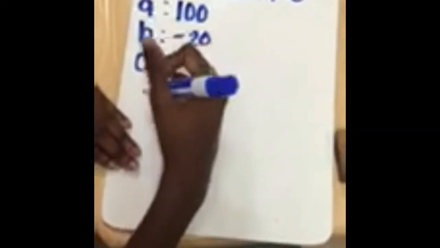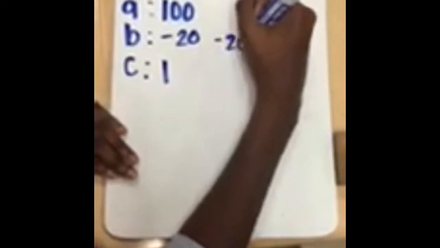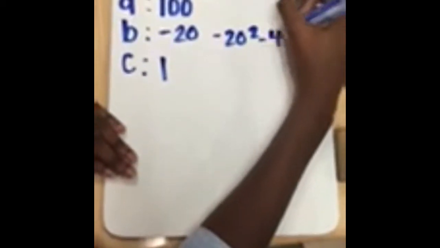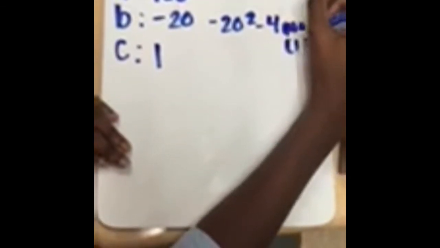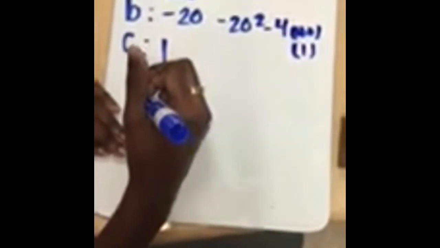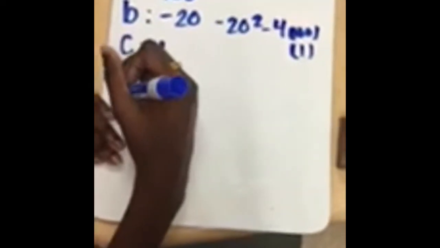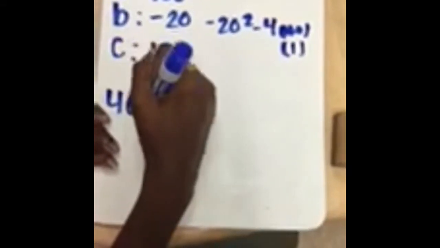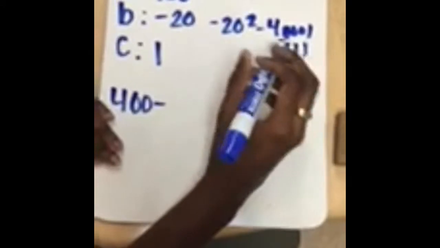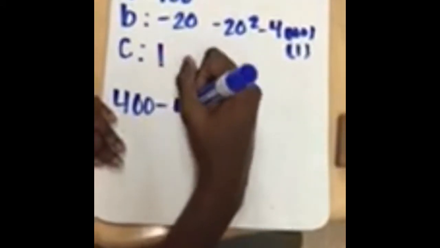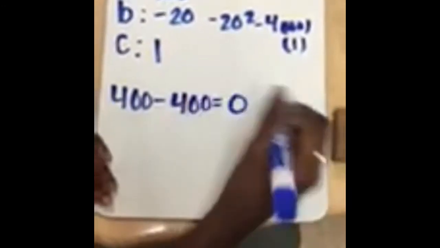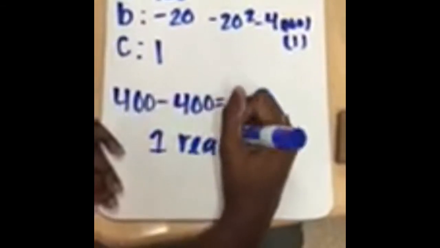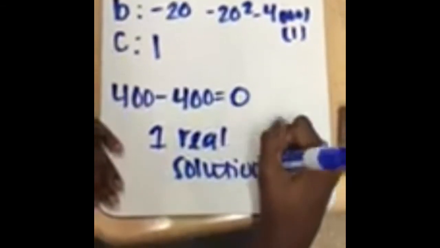B squared, since B is negative 20, it will be negative 20 squared minus 4, A is 100, and C is 1. Negative 20 squared is 400 minus 100 times 1 is 100, times 4 is 400. 400 minus 400 is obviously 0. Whenever it's 0, it equals one real solution.